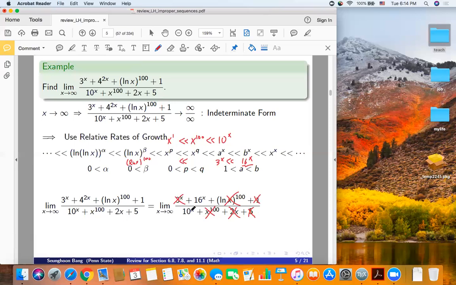So we have only 16x over 10 to the x. The next, we can compare 16 to the power x with 10 to the power x. The 16 to the power x is growing faster than 10 to the x. Answer is infinity. This is the whole idea.